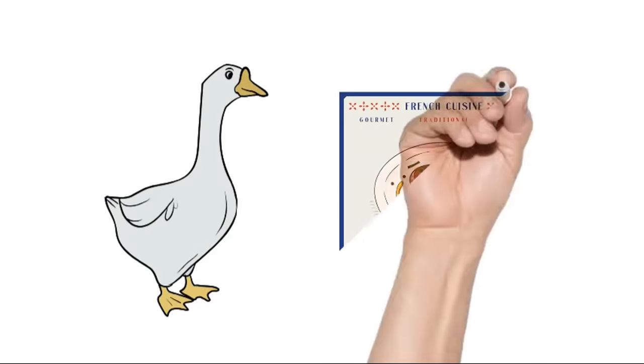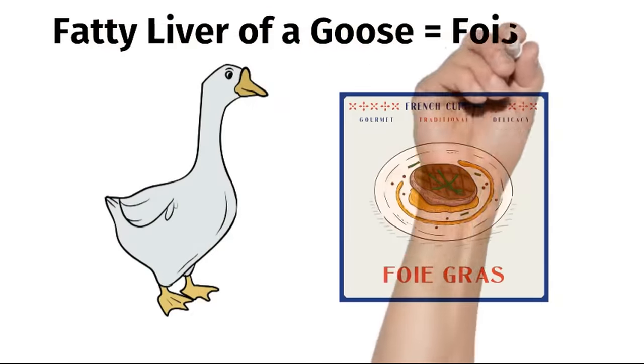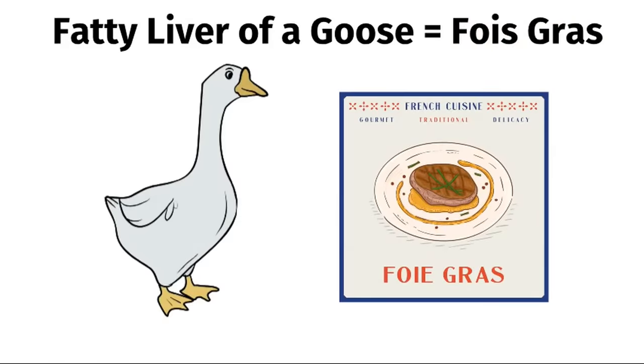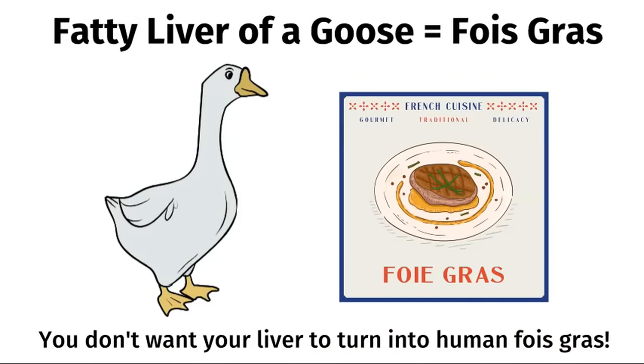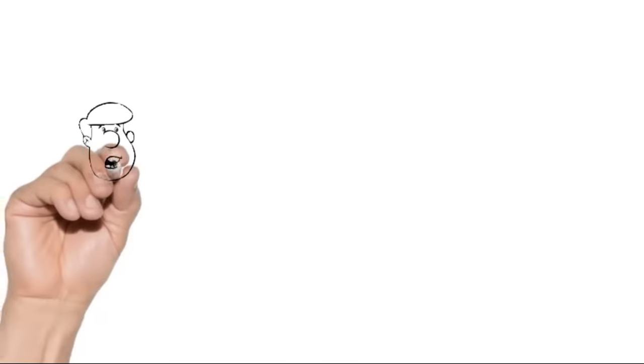Some of you may be familiar with foie gras, which is a French delicacy made from the fatty liver of a goose. The sad and controversial part of this food is that they actually force tubes down the throats of these geese and force feed them large amounts of corn boiled with fat, and this makes their liver fatty. So you don't want your liver to turn into human foie gras.